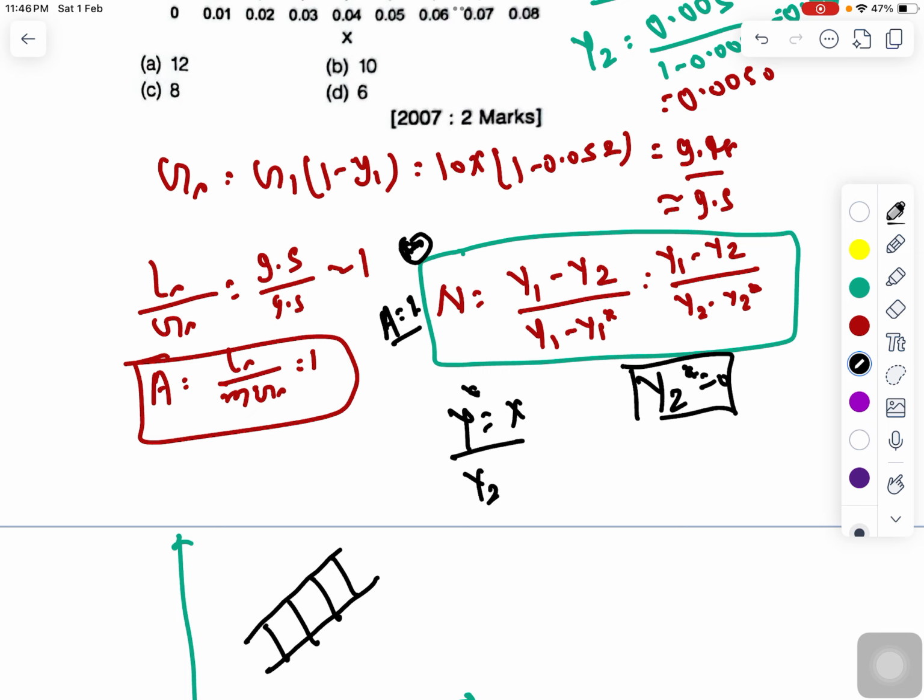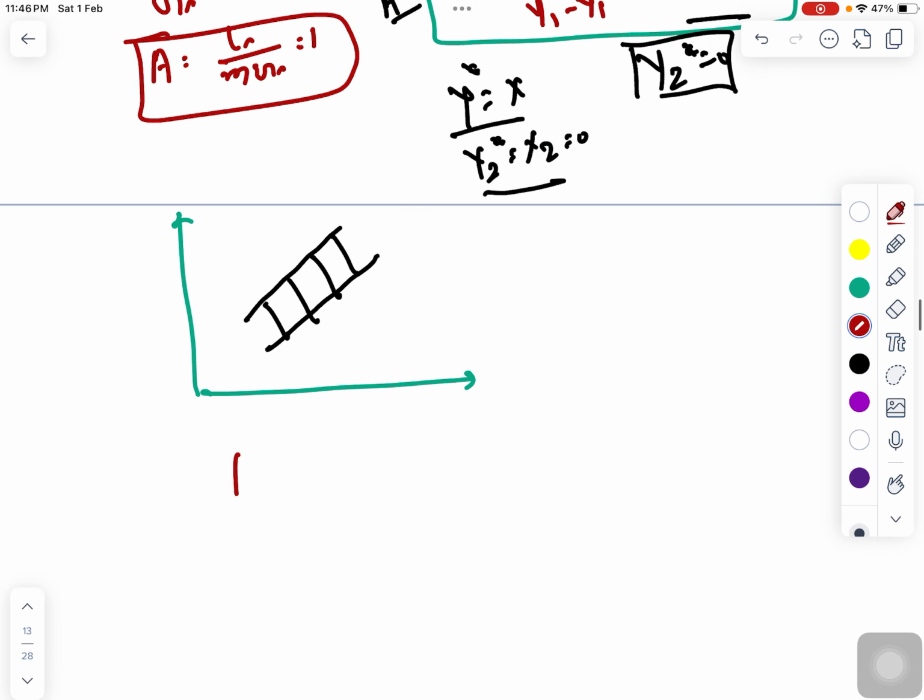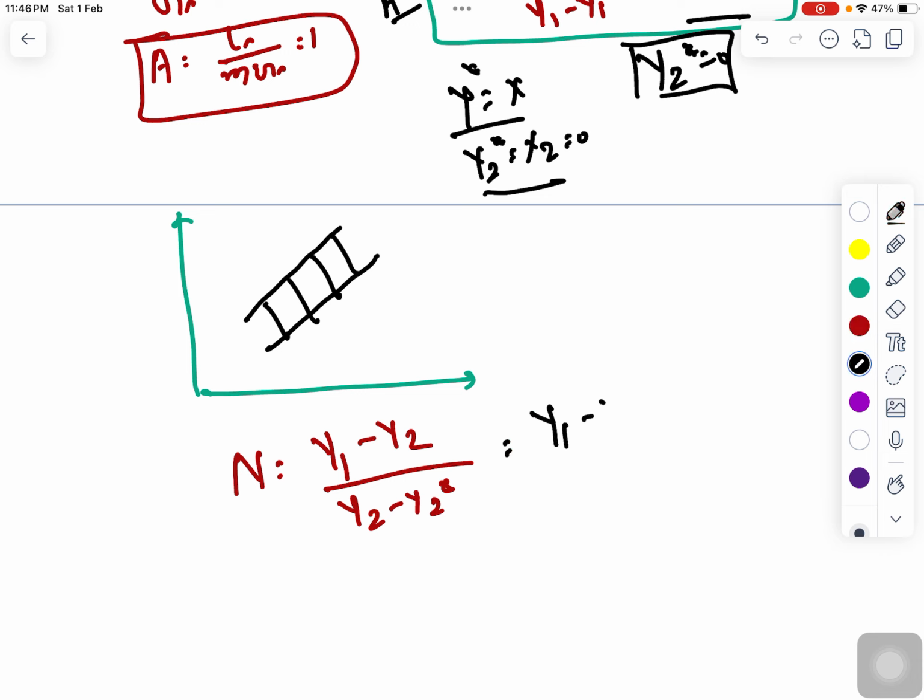So if I want to write y2 star, that is equal to x2, which will be equal to 0. So I can use this formula. This is very simple. Now directly I can write n is equal to (y1 minus y2) divided by (y2 minus y2 star), and y2 star is equal to 0. So directly I can write (y1 minus y2) divided by y2. So it can be written as y1 divided by y2 minus 1.